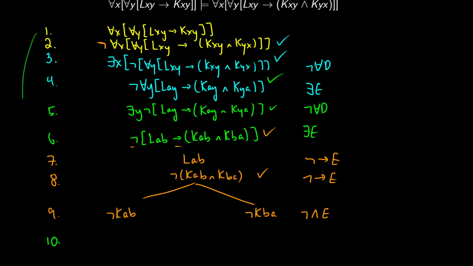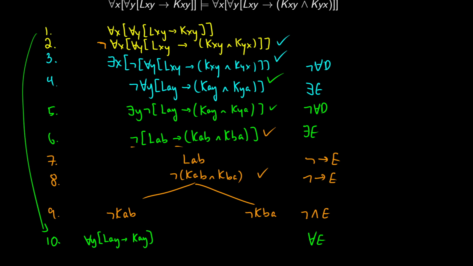So from 1, we're going to do universal elimination on the x, and we can use variables we've used before. So I'm going to put a in for x. So we're going to end up with, on both sides, for all y, LAY, then KAY. Okay. And what's nice about this is it looks like we're going to get what we want here.